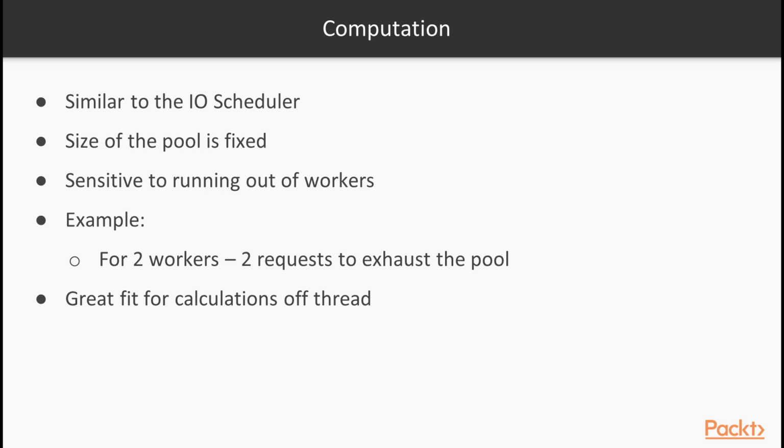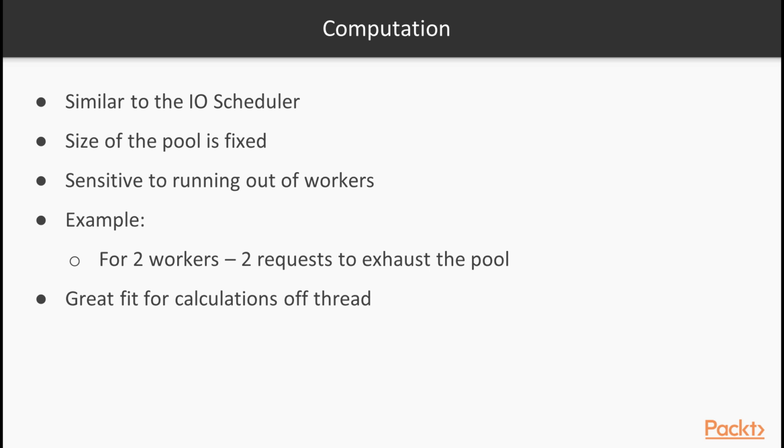For example, if there are only 2 workers available, which is quite often the case on phones, it will only take 2 requests to exhaust the pool. If the request takes 3 seconds to complete, it means that the scheduler won't be able to do anything else for at least 3 seconds, and everything else that uses the computation scheduler will be put to halt. However, it's a great fit for calculations that need to be done off the main thread and are relatively quick to be completed. This includes event loops or buses, UI event handling, doing relatively complex math calculations, and similar kinds of work.